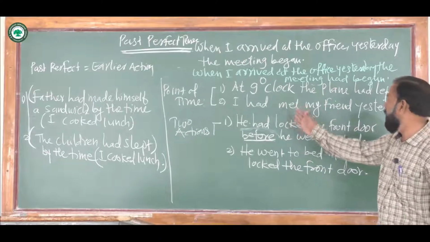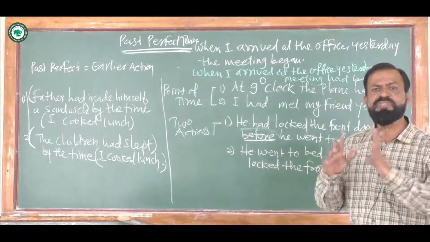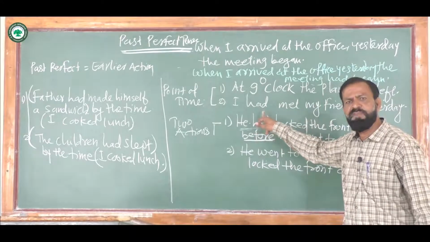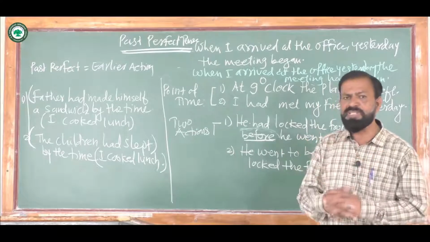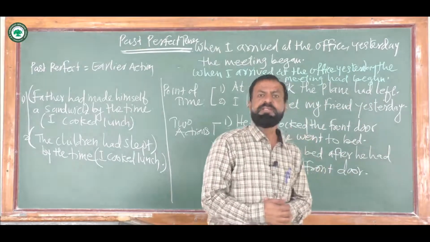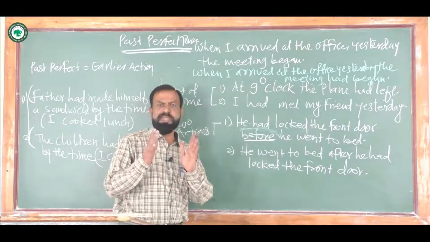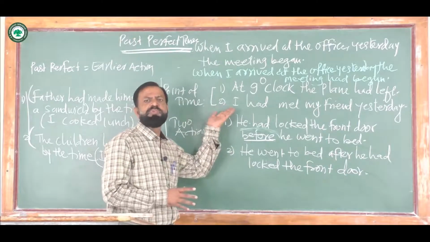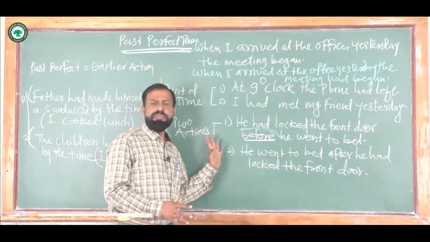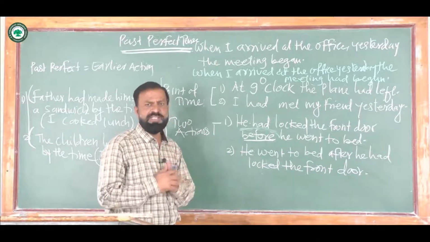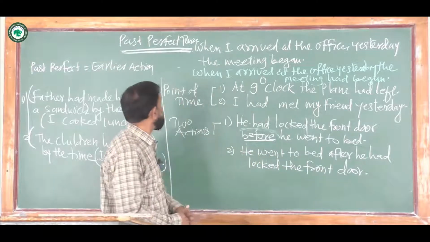While in the second sentence, when I say, "I had met my friend yesterday," the word yesterday indicates that it is past tense. And here had is used as an auxiliary verb, and met, the third form or past participle of the main verb, shows that this is past perfect tense. So when we want to show the point of action of some event that took place in the past, we have to use past perfect tense. Second, when we want to show two actions, one taking place earlier and one later, we have to use this tense.